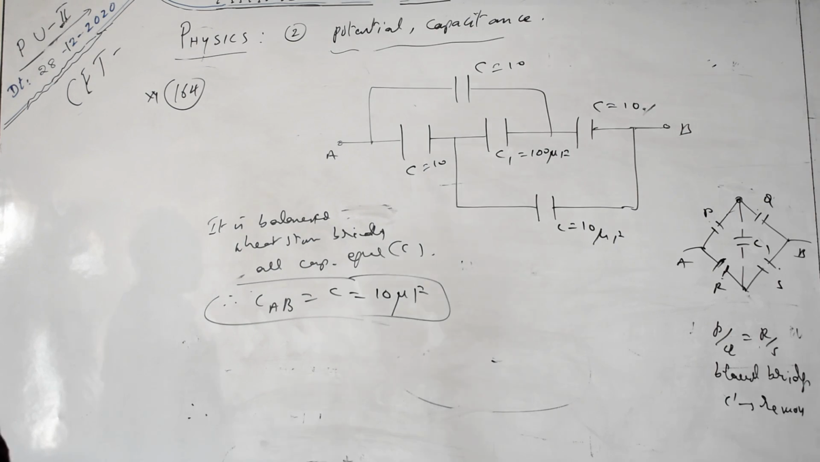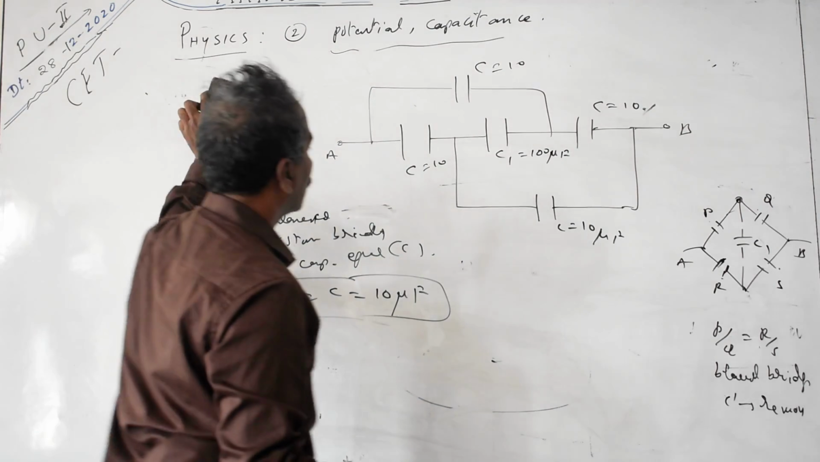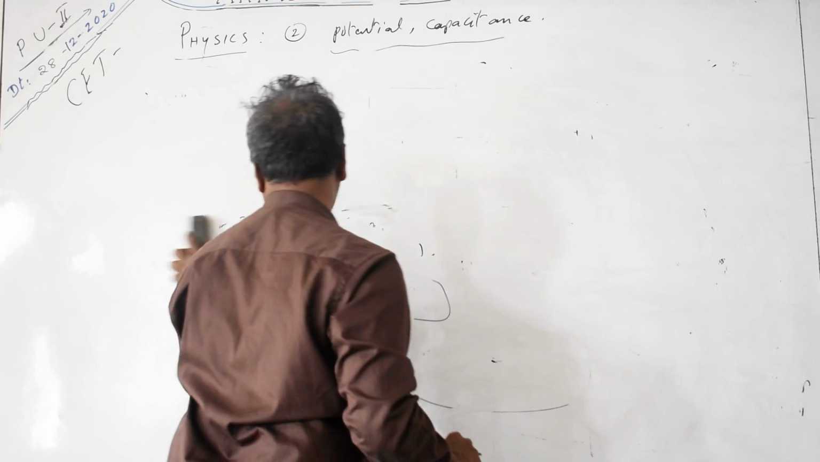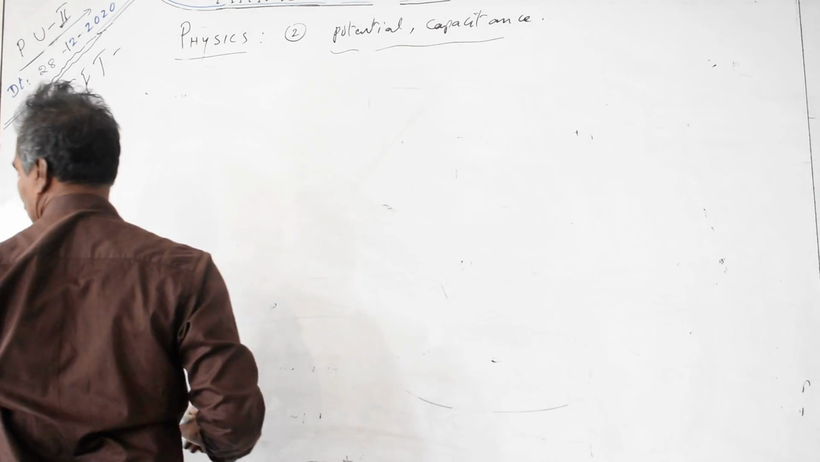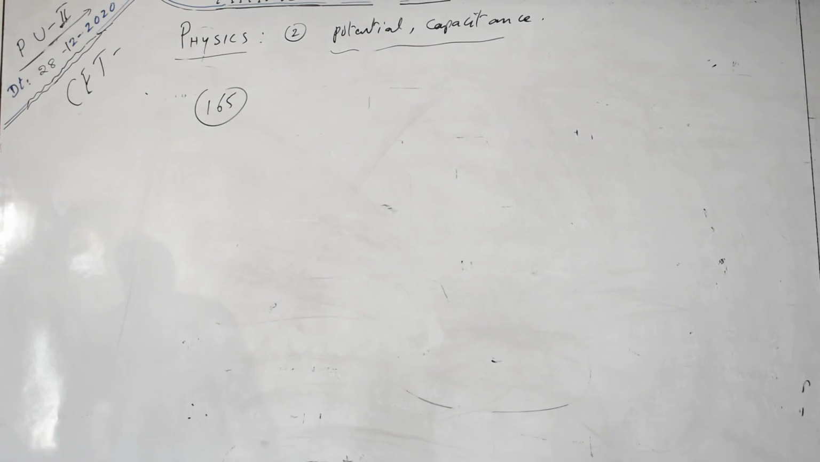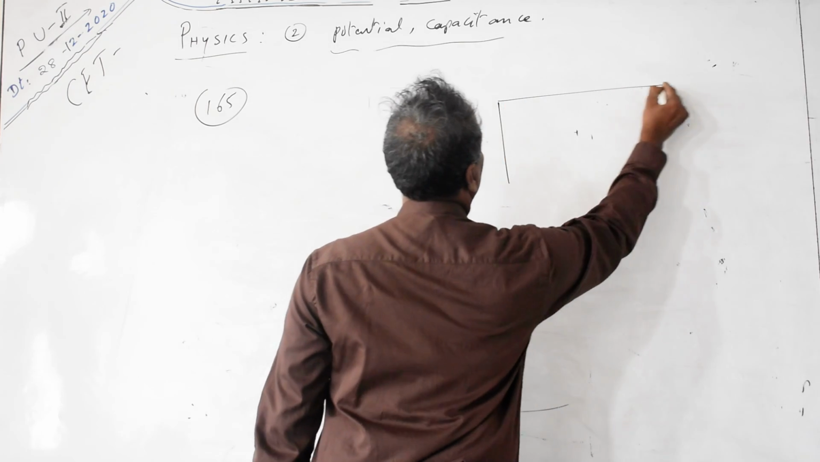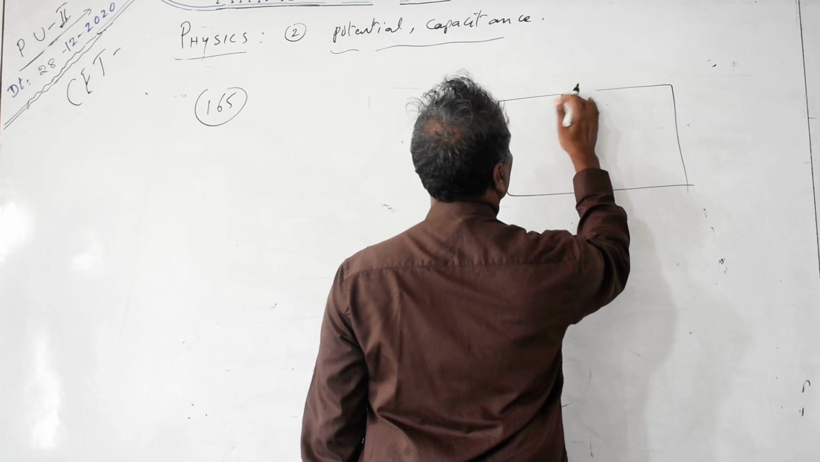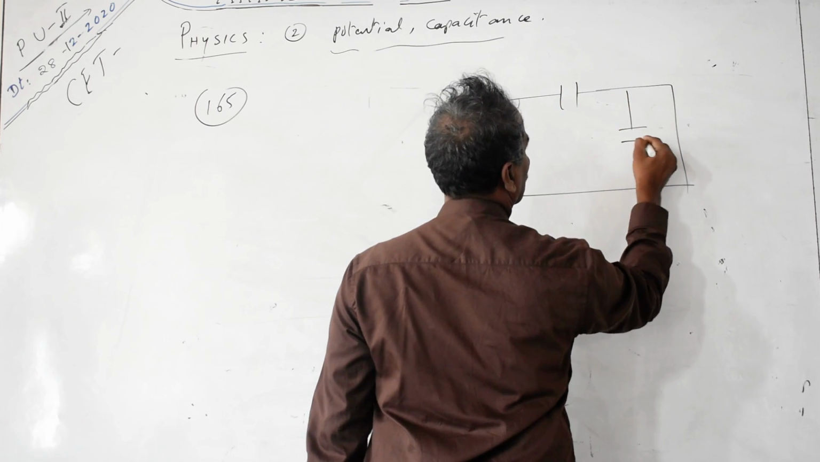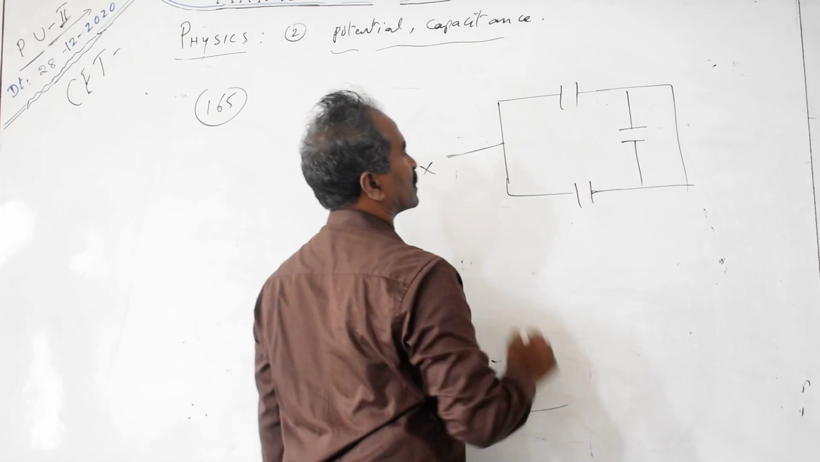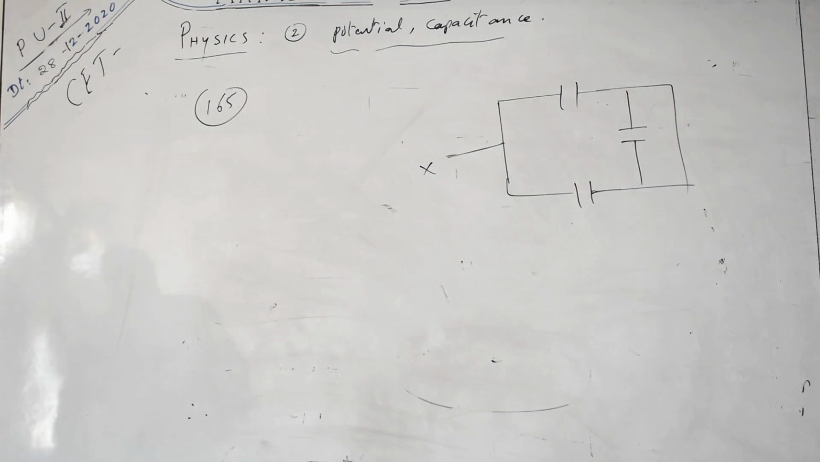Next question, 165. Here in the circuit diagram, one capacitor is short circuited: C1, C1, C2. One capacitor, another capacitor, here also another capacitor. This capacitor is short circuited. This is X and the right side is Y.